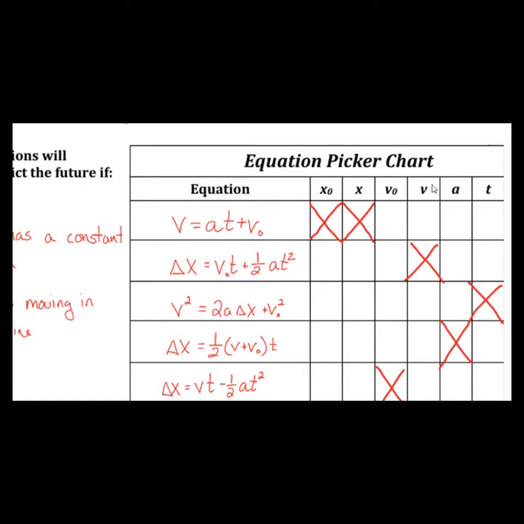If we had not had a final velocity or didn't need it, if we did not have or need our time, if we did not have or need our acceleration, we'd use this one. If we did not have our initial velocity or need it, we'd use our final equation. But we know we're going to use this one.